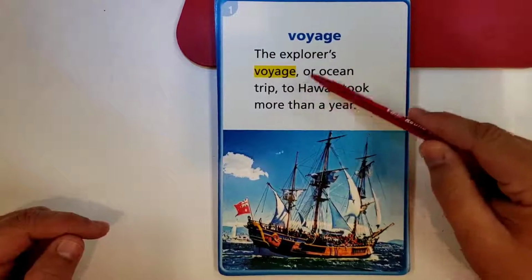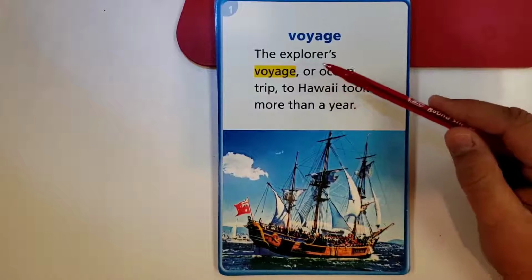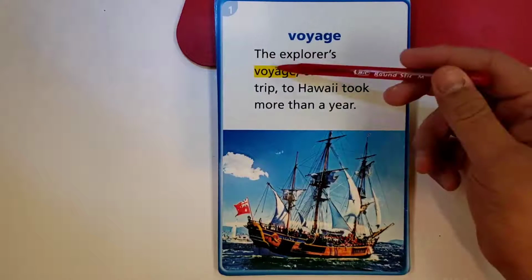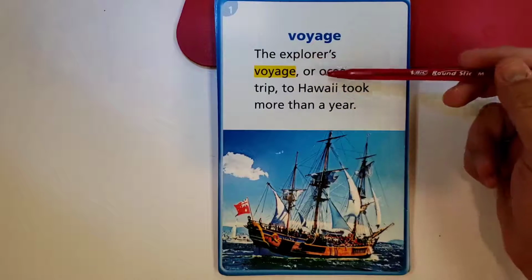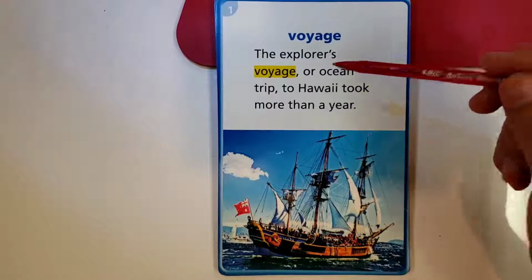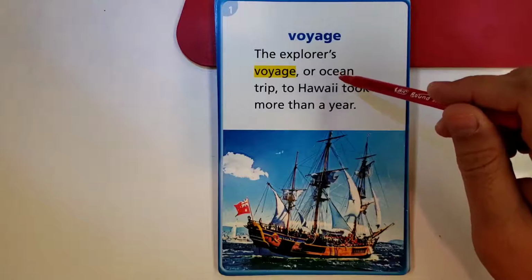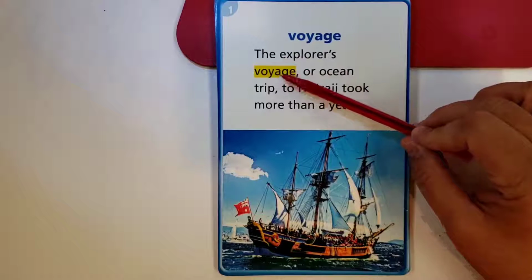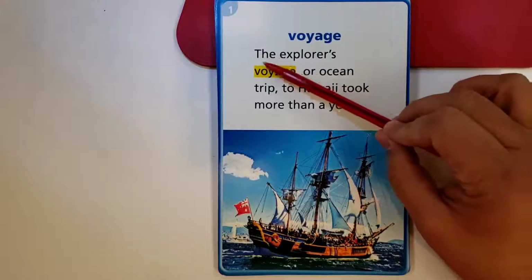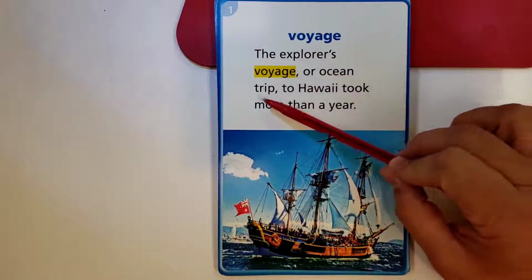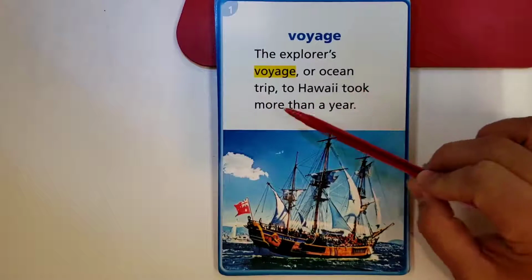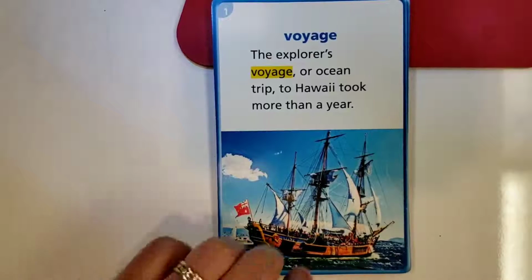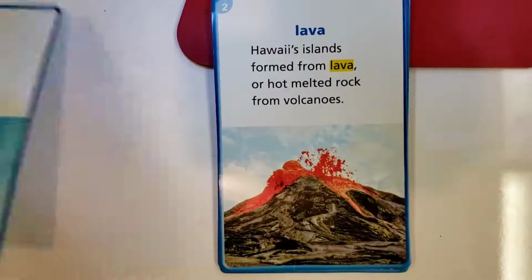It has a very special way of talking about what the word voyage means. It's called a definition in context. What that means is that the definition for the word is right there in the sentence. So when you read this, the explorer's voyage, see the comma? That tells me to pause. The explorer's voyage or ocean trip to Hawaii took more than a year. So I know that a voyage is an ocean trip. Pretty cool, huh? Let's move on to our next word.